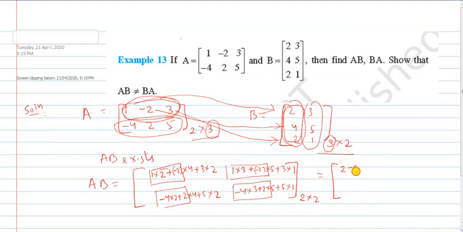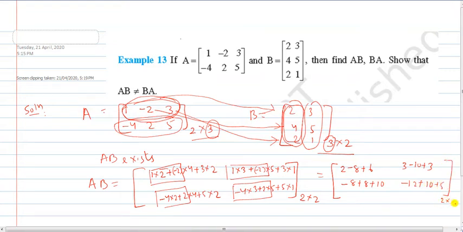Now let us calculate the values. This is 2 minus 8 plus 6. Again this is 3 minus 10 plus 3. This is -8 plus 8 plus 10. This is -12 plus 10 plus 5. Bracket closed. This is 2 cross 2 and this is 0. This is -4. This is 10 and this is 3. And the resultant order will be 2 cross 2. So this is the value of AB.